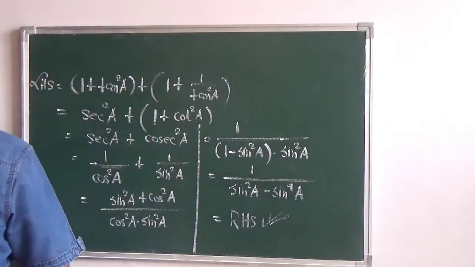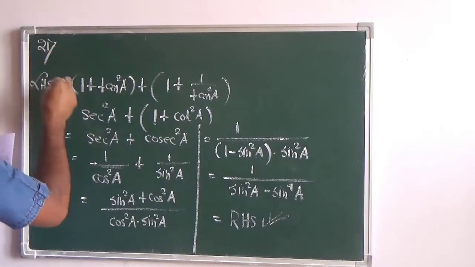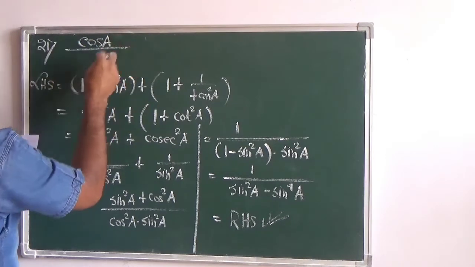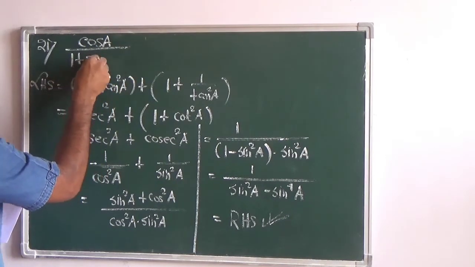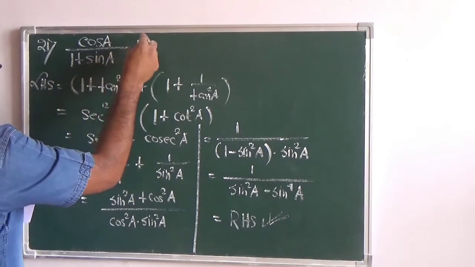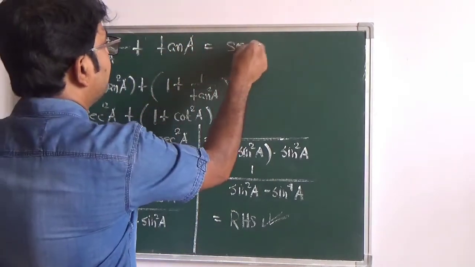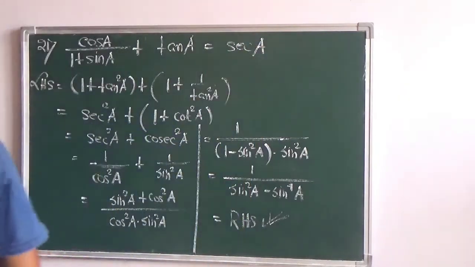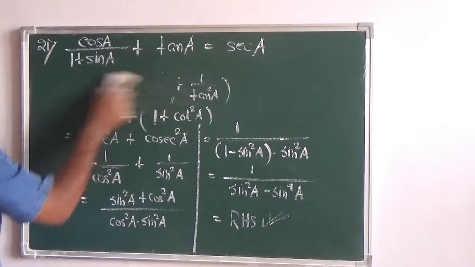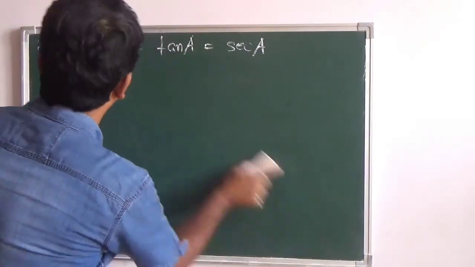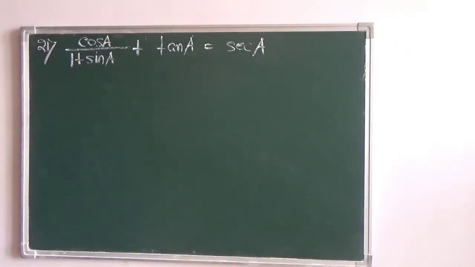Next question, number 21. Cos A by 1 plus sin A plus tan A is equal to sec of A. Try this. Cos A by 1 plus sin A plus tan A equals sec of A.